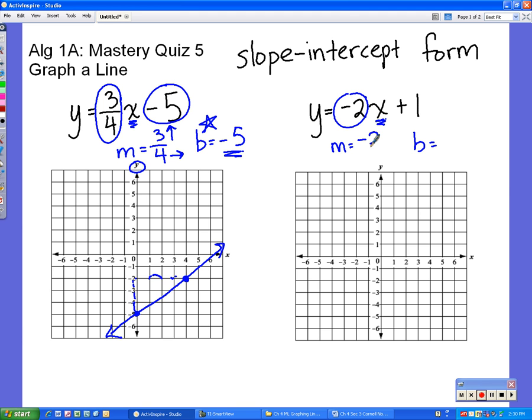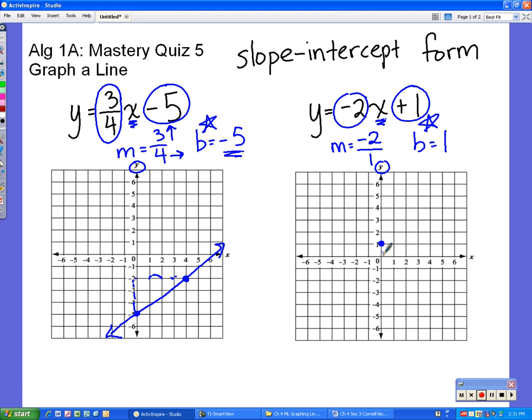Now, it is always easiest to write the slope as a fraction. So instead of just writing negative 2, we can always turn any number into a fraction by making it over 1. And we're going to write negative 2 over 1 for our slope. Our y-intercept is the number with no x attached. In this case, it's positive 1. So for B, we just write 1. And remember, we always start with the y-intercept on the y-axis. So on the y-axis, we find positive 1 and we make a dot.